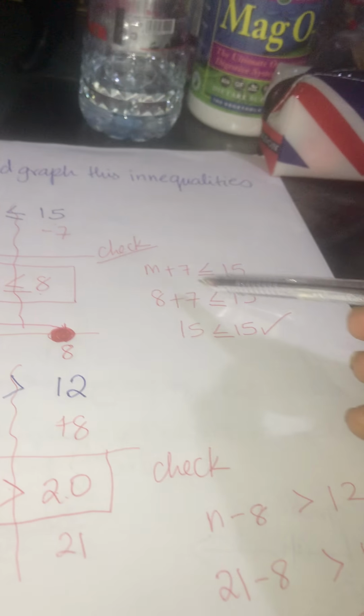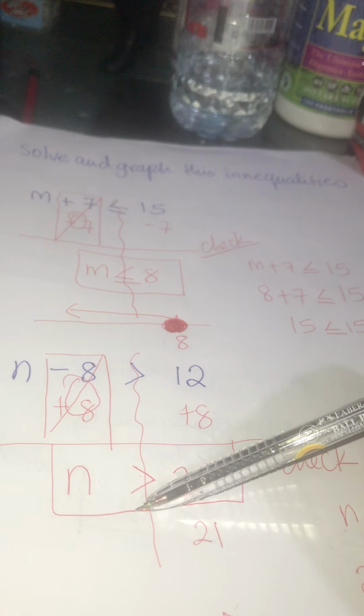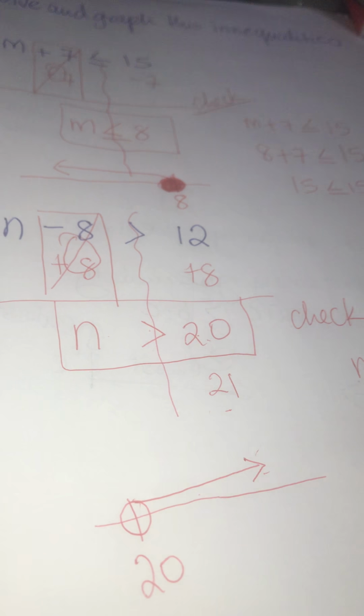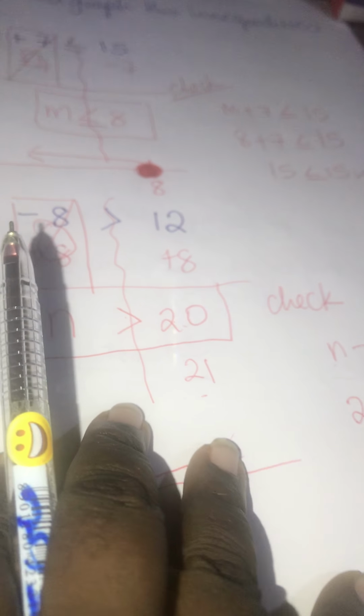So I have shown you how to solve. I have shown you how to check. And I have shown you how to graph. Let's do one where we have a fraction and where we have negative numbers. Okay, let's do one.